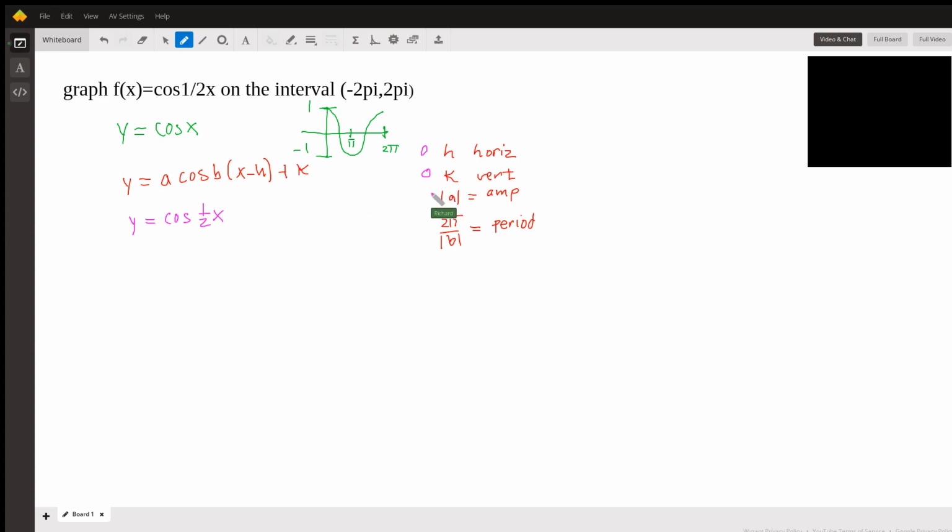The amplitude is still 1 because this is an invisible 1 in front. And we just have to find the period, which is going to be 2 pi over B. B is 1/2. And so our period is going to be 4 pi. So now that we know that there's no horizontal shift, there's no vertical shift, there's no change in the amplitude, all we have to do is take our green graph and modify it to deal with the period. So the period is just going to be stretched out. So originally it was 2 pi, now it's going to be 4 pi.